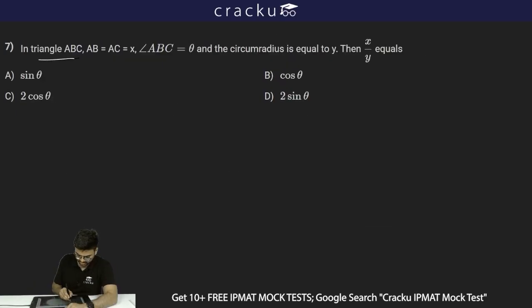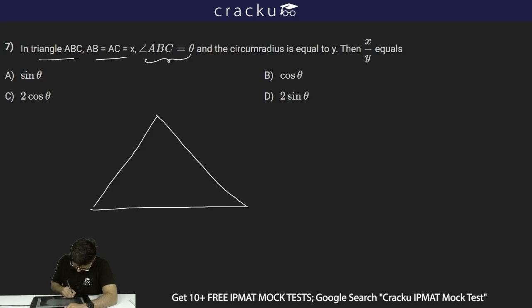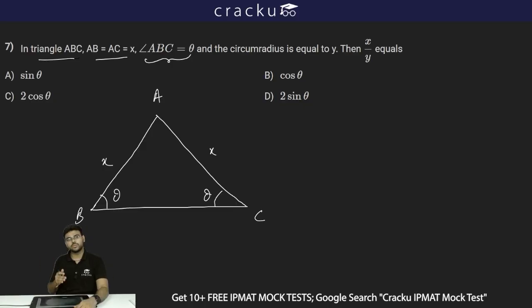In triangle ABC, AB is equal to AC is equal to x and angle ABC is equal to theta. So if I say this is my triangle ABC, AB and AC are x. So this and this x are equal. And ABC is theta, so this angle is theta. Now if this angle is theta, this angle will also be theta. Angles opposite to equal sides are equal. So if this is theta, angle C will be theta as well.